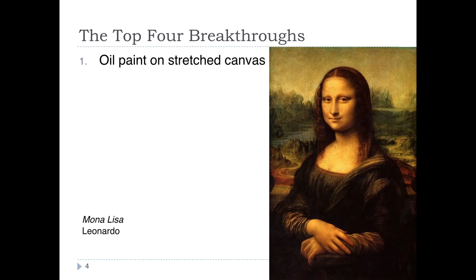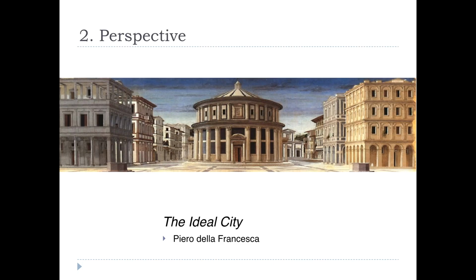The top four breakthroughs. The first is oil paint on stretched canvas, and this is the Mona Lisa. I've always been in those two camps, two schools of thought, whether she's just looking plaintively or smiling. I am in the smiling camp. I think she's smiling. That is the Mona Lisa by Leonardo da Vinci.